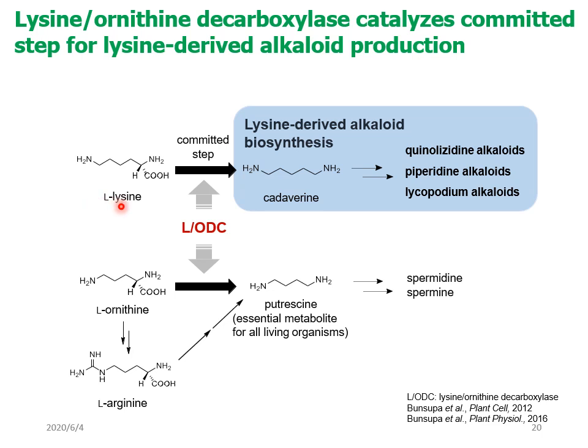So, like I said, LODC is the committed step, meaning if this enzyme is there, you will form cadaverine. If this is formed, it would result in these alkaloids. The other possibility is that this enzyme can take ornithine as a substrate to result in putrescine, which gives a different type of metabolites. So the question is, what would happen if this enzyme is introduced in non-producing plants, meaning a plant which doesn't have these alkaloids?